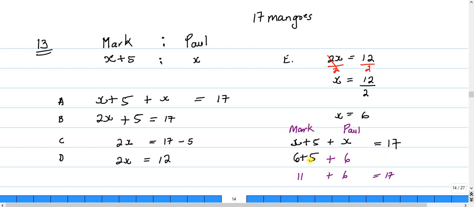6 and 5, that will give us 11. And 11 plus 6 would be equal to 17. So the total number of mangoes that Mark would have gotten would have been 11 plus the 6 that Paul would have gotten. And 11 and 6 would give us 17. Our answer for number 13 is 6. Paul got 6 mangoes.